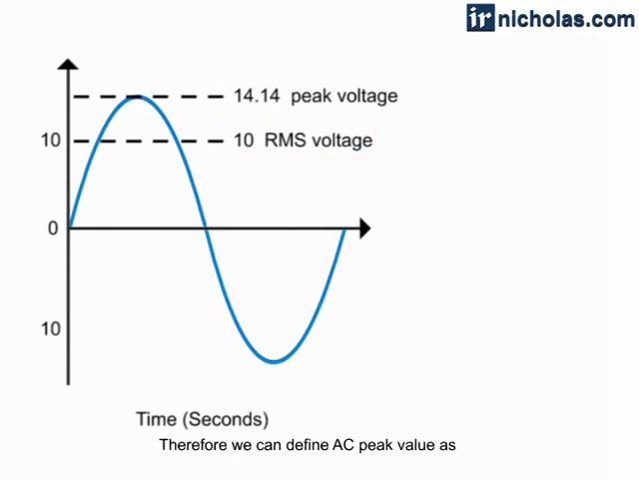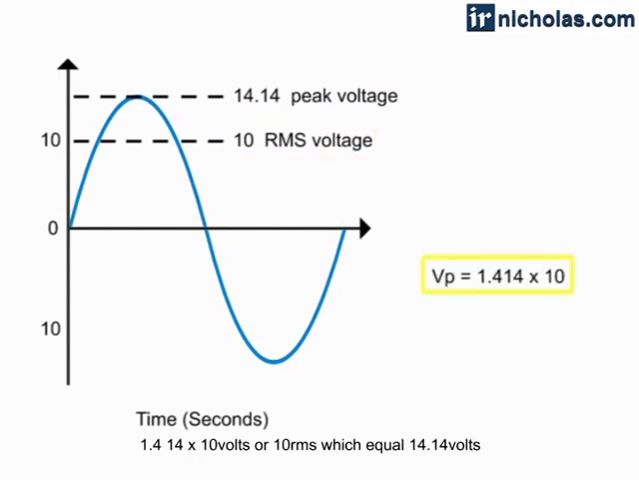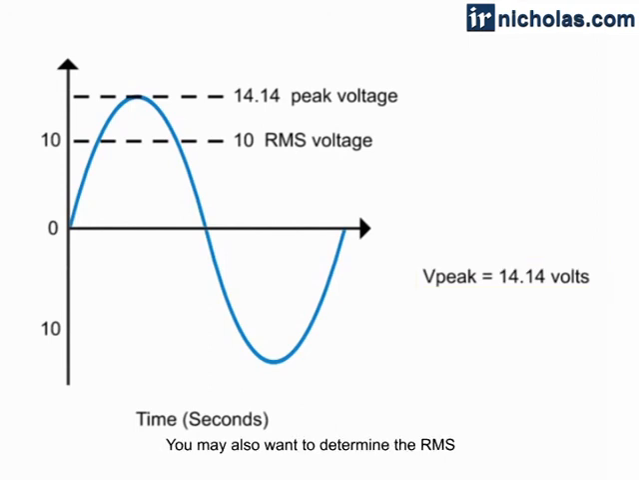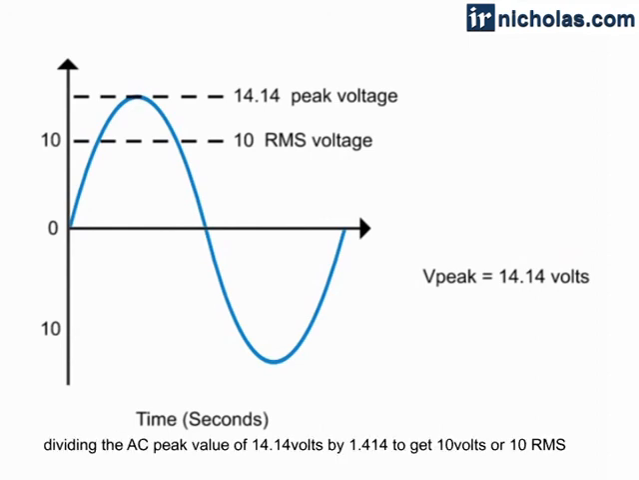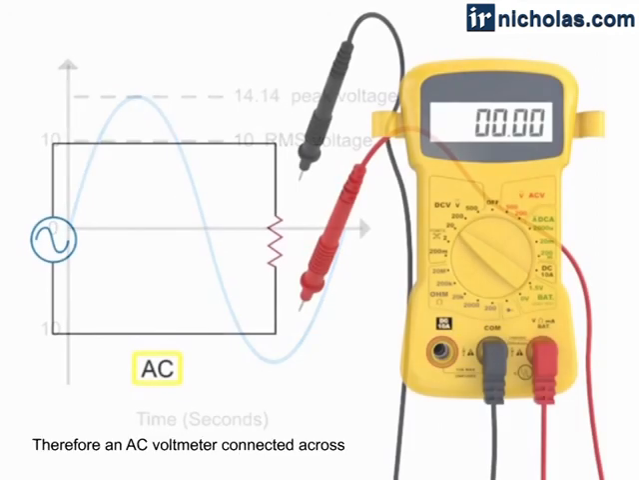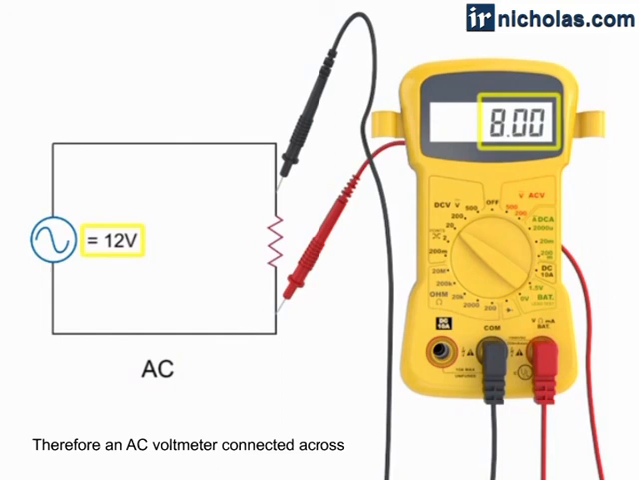Therefore, we can define the AC peak value as 1.414 times 10 volts or 10 RMS, which equals 14.14 volts. You may also want to determine the RMS by dividing the AC peak value of 14.14 volts by 1.414 to get 10 volts or 10 RMS. Therefore, an AC voltmeter connected across the resistor in the AC circuit would read 10 volts.